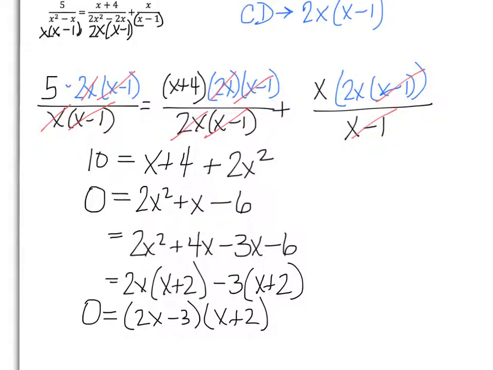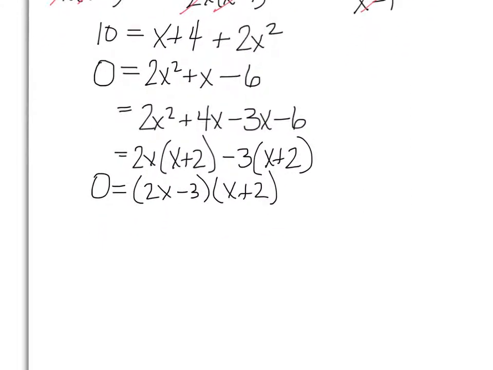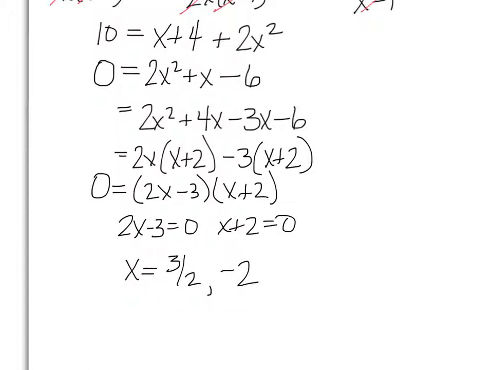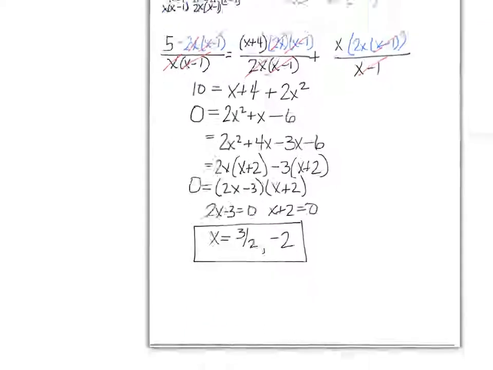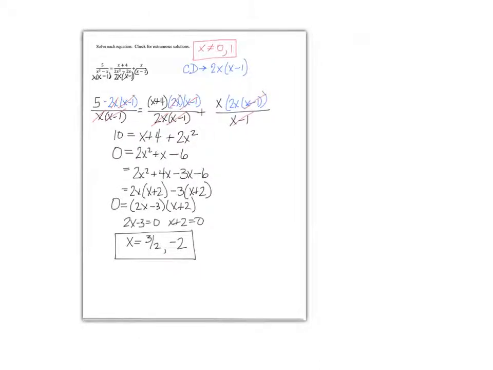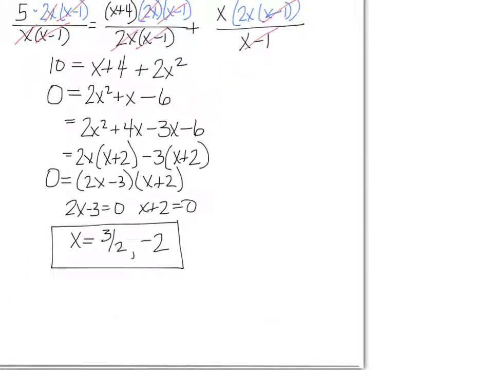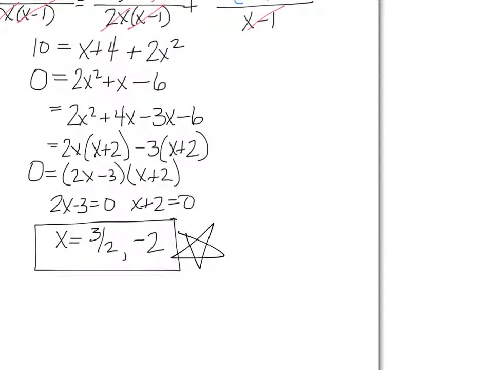How do you solve it then? We want to know where 2x minus 3 is 0 and where x plus 2 is 0, giving me solutions of x equals 3/2 or minus 2. Now, I need to go back and look up at the top. My extraneous solutions were 0 and 1. Are my solutions extraneous, where it's undefined? No. Then those are my solutions, and I'm done. Solved.